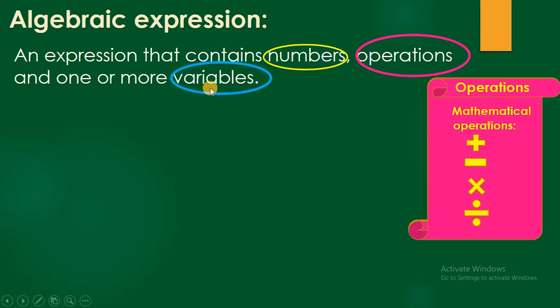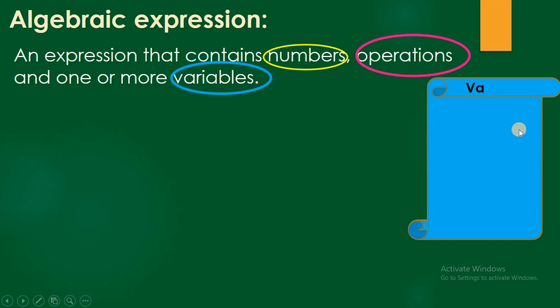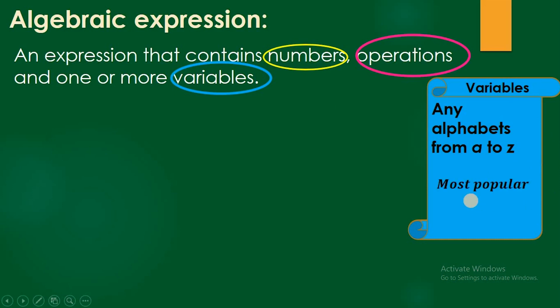Next, the third thing is variable. What are the variables? For the variables, you can take any alphabet from A to Z. We have 26 alphabets, isn't it? So you can take any alphabet from A to Z. And the most popular variables that we use in mathematics are x, y, and z.